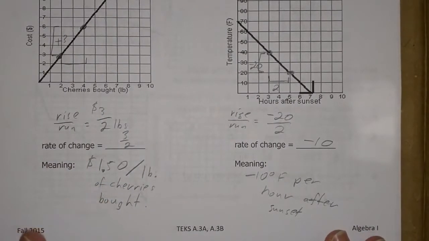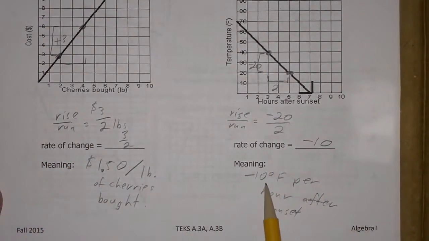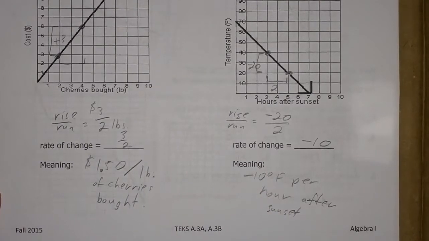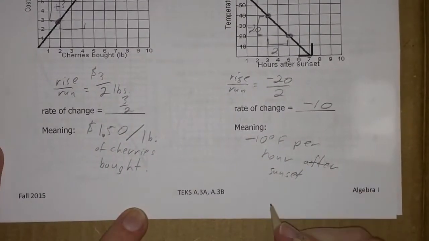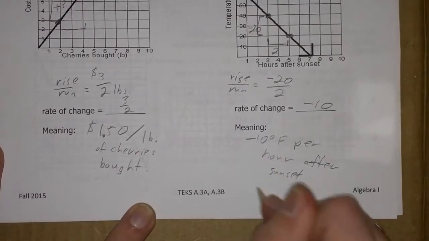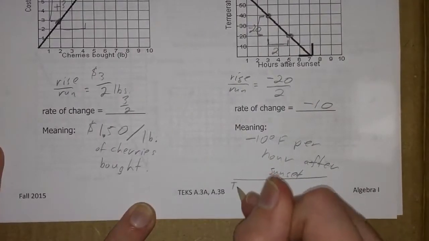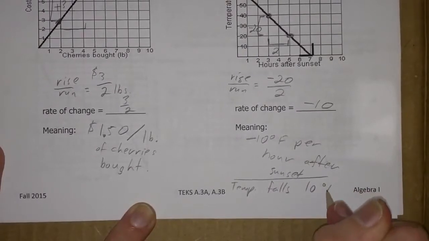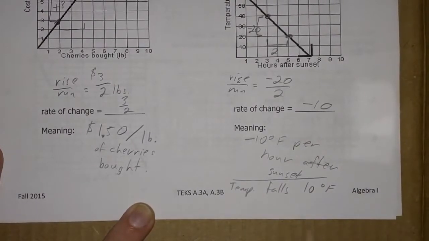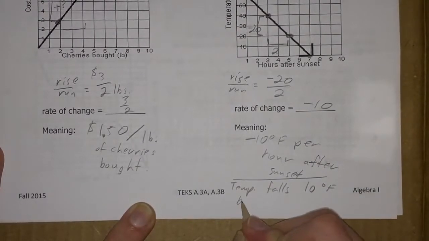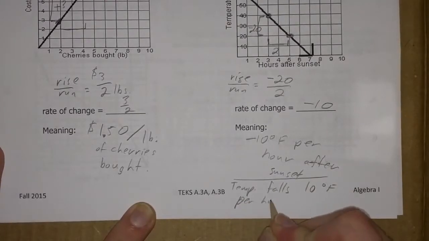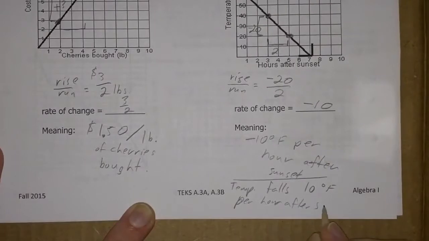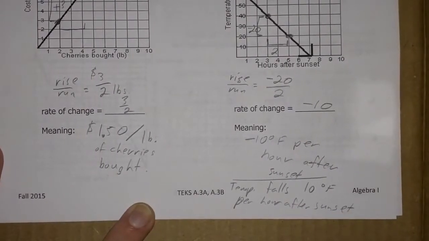Okay, and perhaps more accurately, I could say something like the temperature falls. So the temperature falls 10 degrees Fahrenheit. So I could alternately say the temperature falls 10 degrees Fahrenheit per hour after sunset, because that's what that negative indicates, that it's falling.